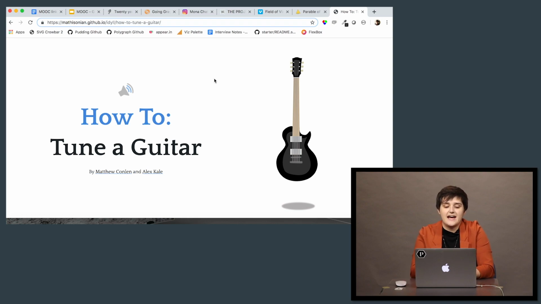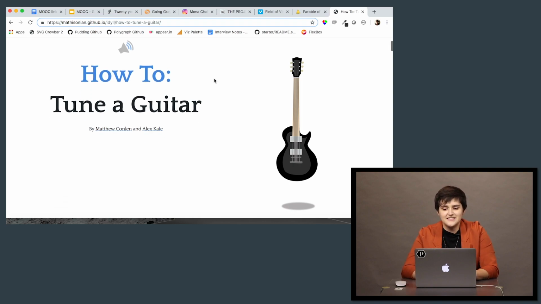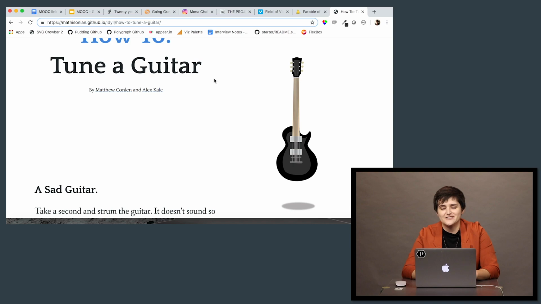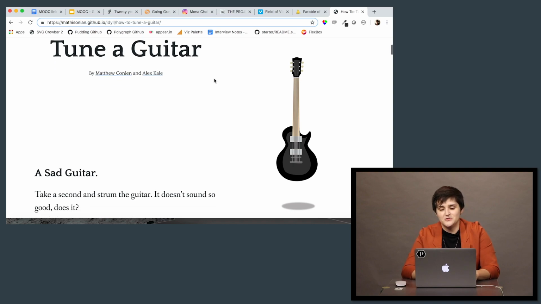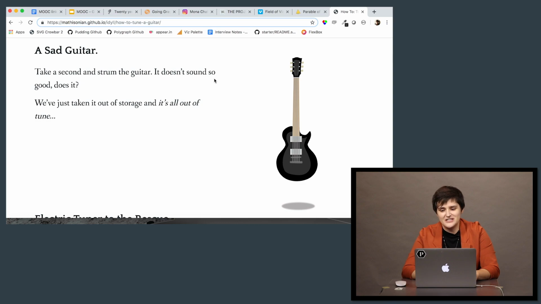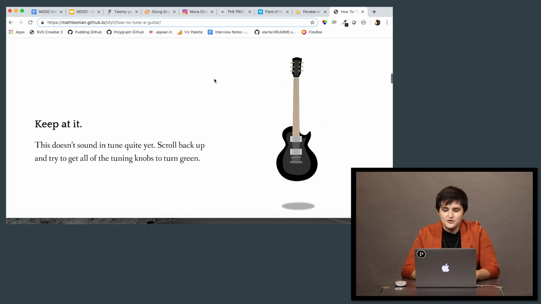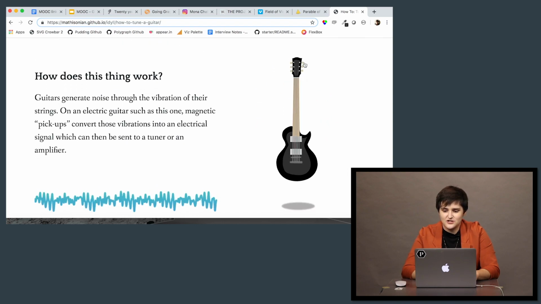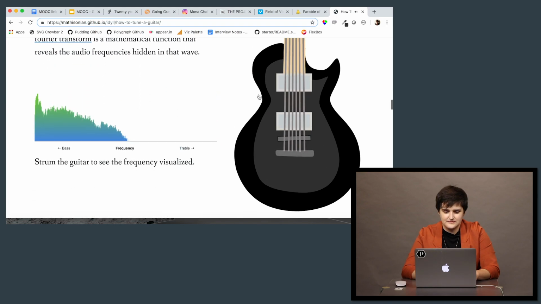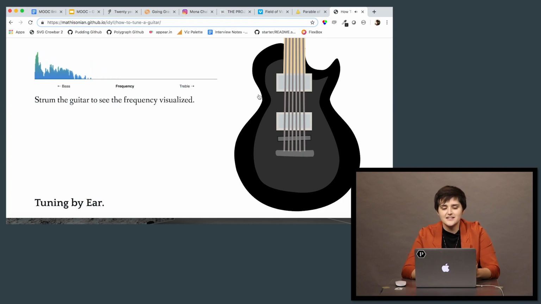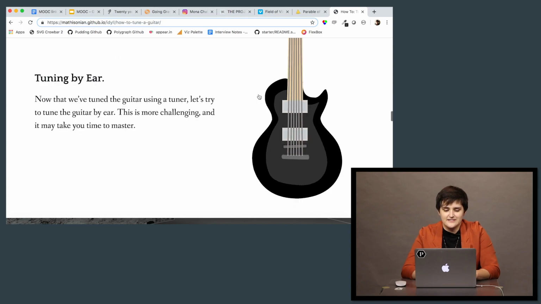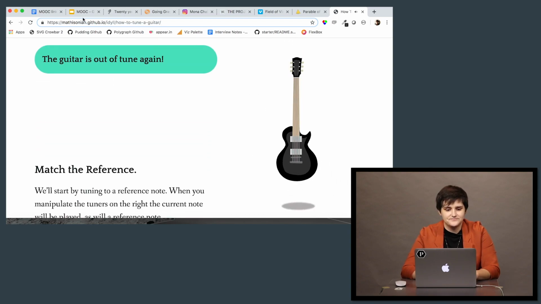The next example we'll look at is How to Tune a Guitar by Matthew Conlen and Alex Kale. This takes a page out of those guitar tab books that you used when you were a teenager trying to learn how to play Green Day, and instead teaches you how to tune a guitar interactively. And you can interact with this guitar and actually tune it yourself, clicking on all the chords. So while it's not telling a completely linear story, it is telling a very specific one, and it is teaching you something in the process.